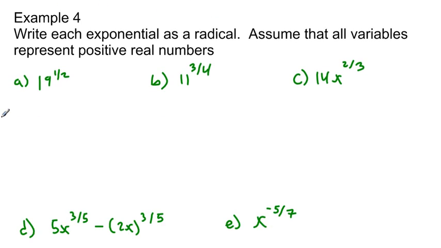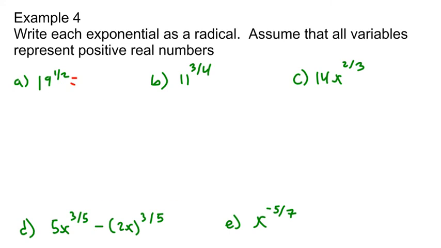Okay, example 4. So we're just going to write each of these guys as a radical. That's all we're doing. We're not really trying to find a numerical value, and a lot of these you can't find a nice numerical value. We're just going to write them as a radical, and we're going to assume that the other variables are positive. So we're not going to say, oh, this one's not possible because it has a negative radical.